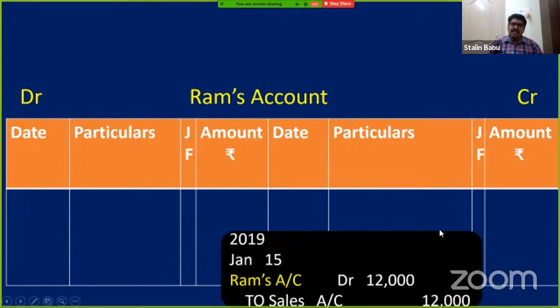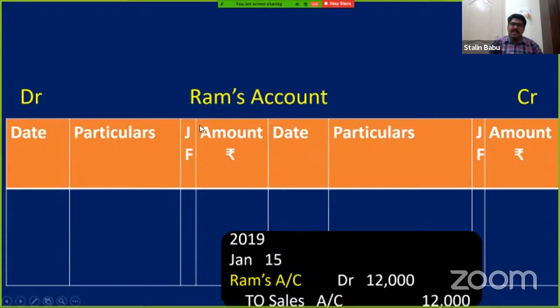What is the next account? Ram's account. On January 15, the entry is Ram's account debit to sales account. On January 15th, Ram's account is involved in this entry. So the entry is Ram's account debit to sales account.